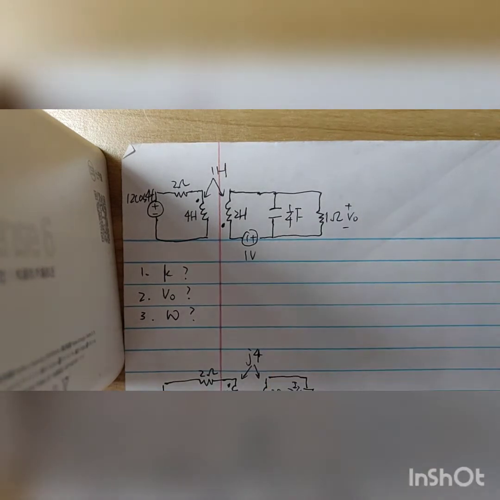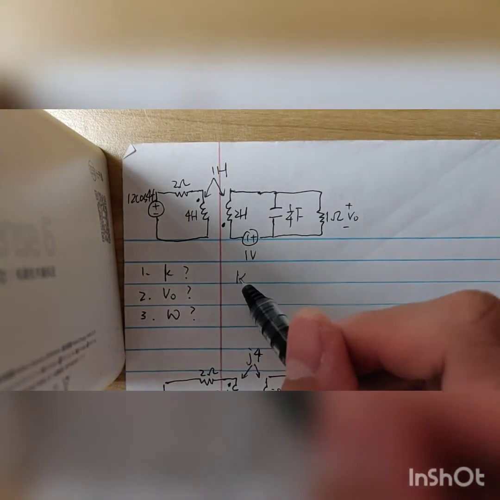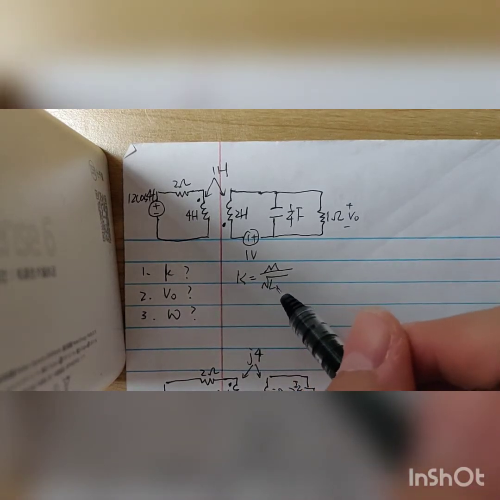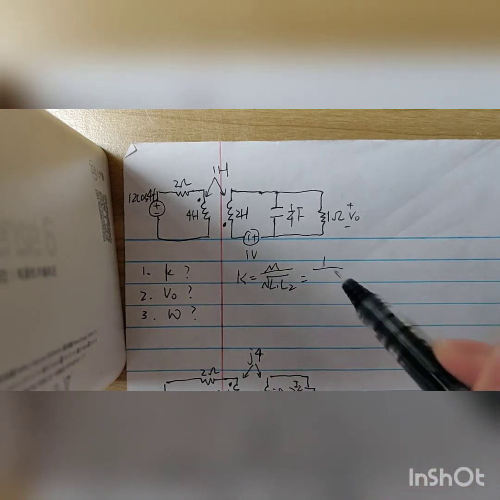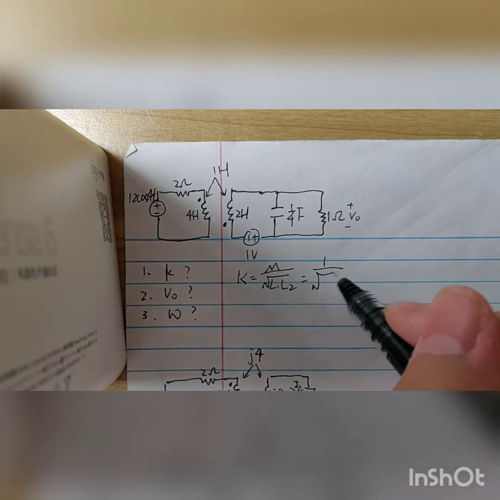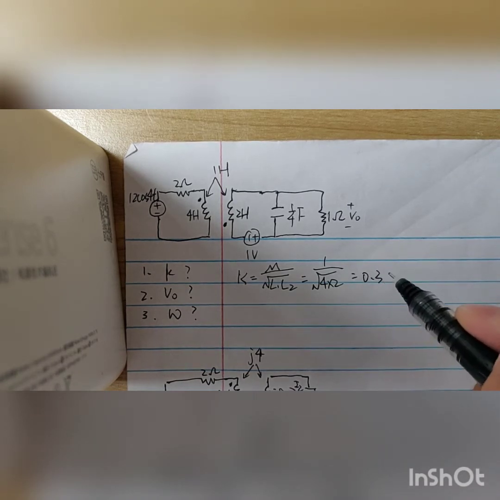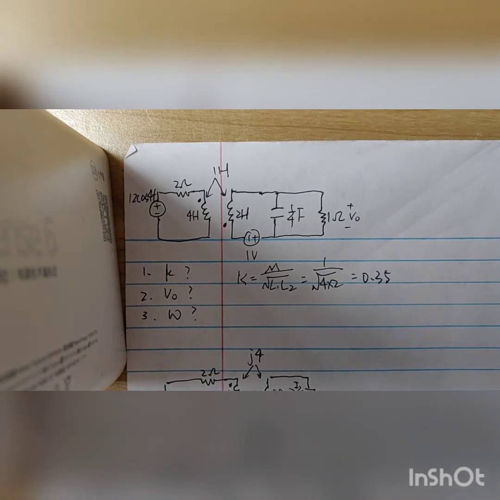So K is pretty simple. We just plug in the formula, which is K equals N divided by the square root of L1 L2, which is 1 divided by 4 times 2. And we can get approximately 0.35. So that's the first one.